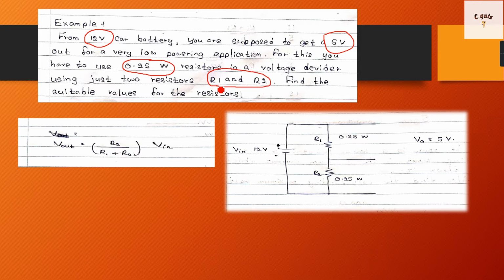Before we do this kind of question, I'd like to tell you something. This is based on the voltage divider. So what is this voltage divider? It means we are given some kind of voltage, but we can't use that voltage directly for our applications. In order to do that, we need to divide the voltage.